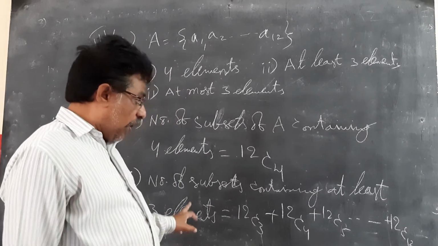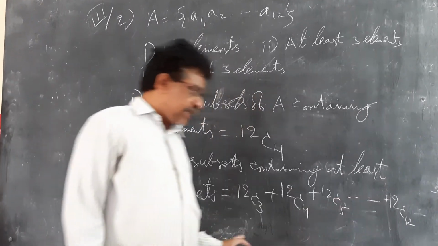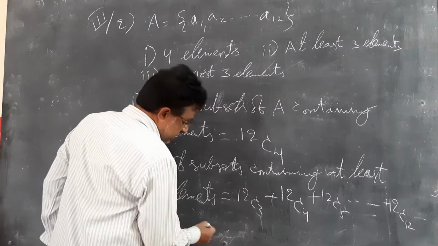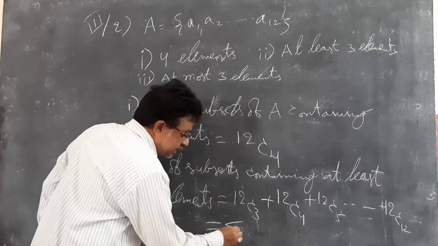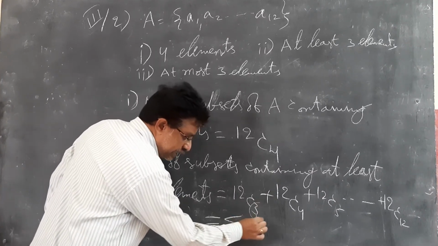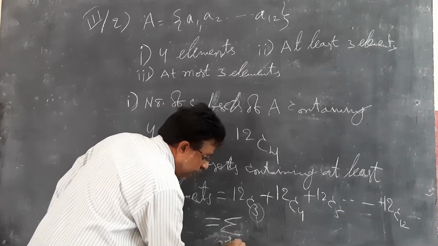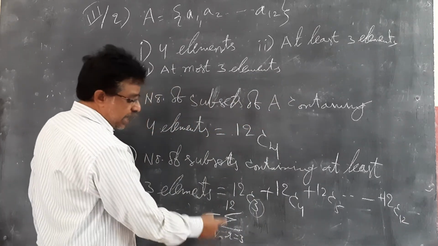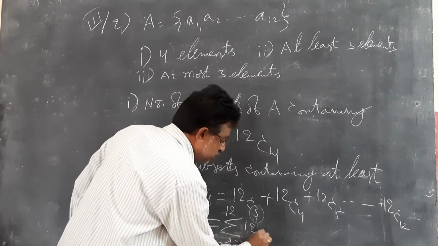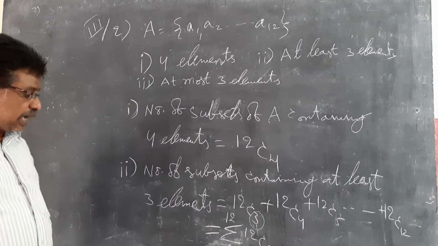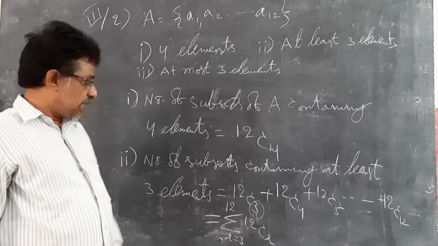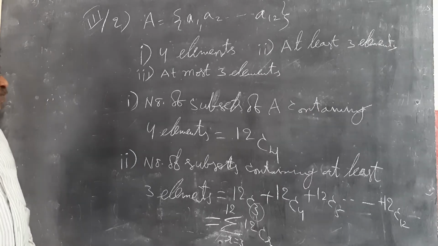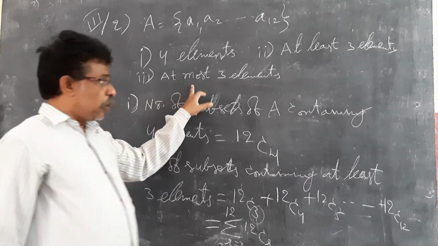So these are the number of subsets containing at least 3 elements, a minimum of 3 elements. Instead of writing all this, I can write it like this. Plus is sigma. The variable is this 3, 4, 5, so I will take r equal to 3 to 12. The variable is varying from 3 to 12. So sigma r equal to 3 to 12 of 12Cr. This is the number of subsets containing at least 3 elements.